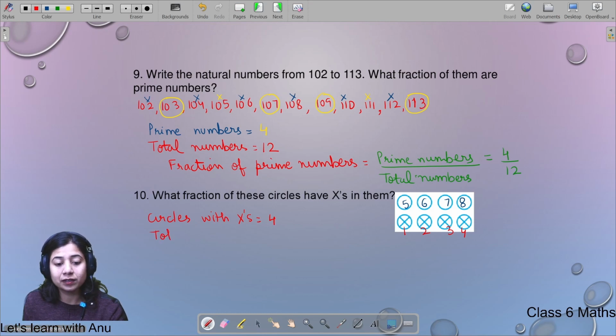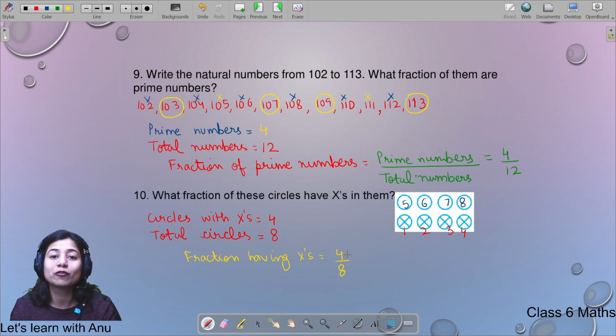Total circles are 8, right? So again, what have they asked? Fraction having x in them. So it will be how many circles with x? 4. Total are 8. So fraction will be 4 by 8. Quite easy, class.